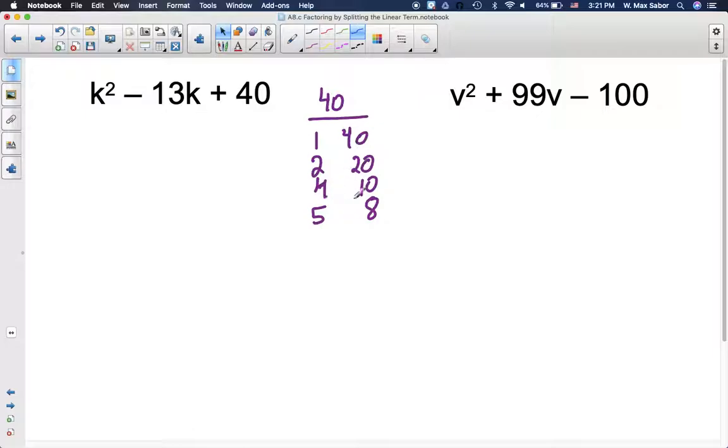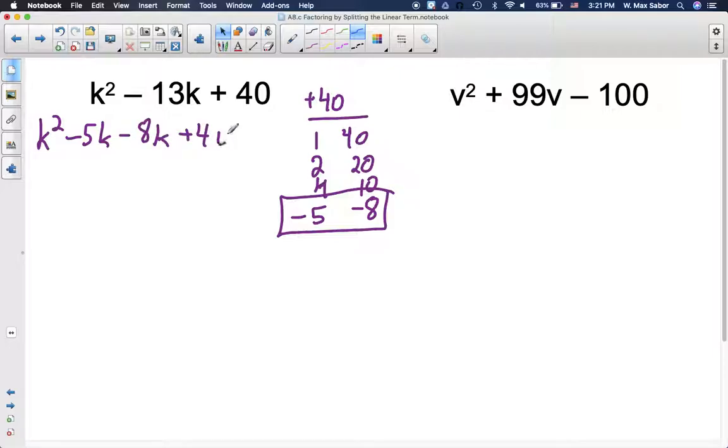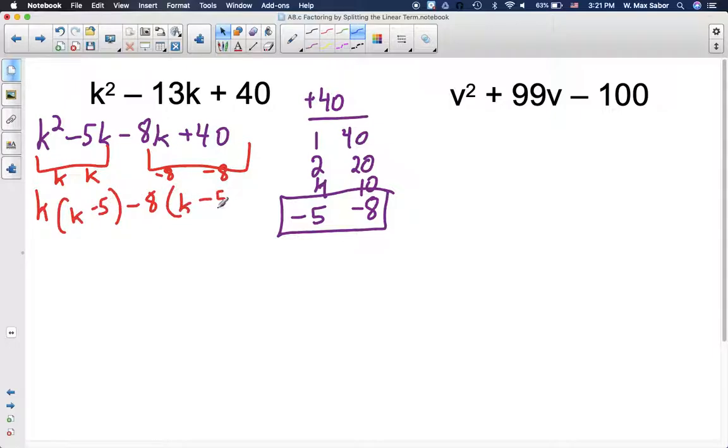So negative 13, we can use negative 5 and negative 8. Will they multiply to positive 40? Yes. So negative 5, negative 8: k squared minus 5k minus 8k plus 40. Now, here, we're doing greatest common factor. k is what we're dividing by there. Negative 8 is what we're dividing by there, leaving us with k minus 5 and k minus 5.